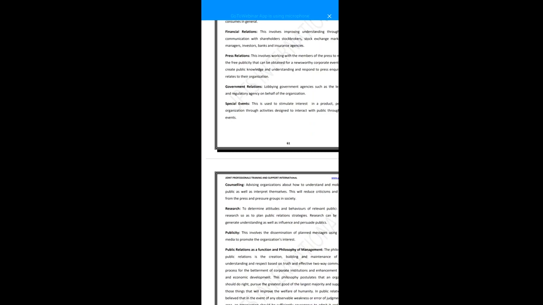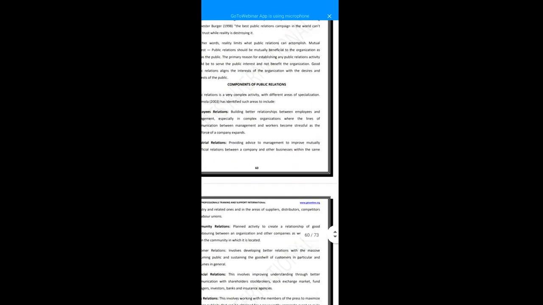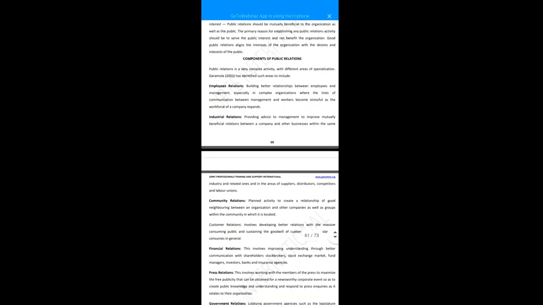Let's look at components of public relation. We have employees relation, industrial relation, community relation, financial relation, press relation, government relation, special event relation, counseling, research, and so on. All these are components of public relation. We have the employees relation. Now, public relation can be seen in the relationship between employees and the management. It also can be seen as providing advice to management to improve mutual understanding, that's in terms of industrial relation. Community relation is a planned activity to create a relationship of good neighboring between an organization and other companies, as well as groups within the community. All these are components of public relation.